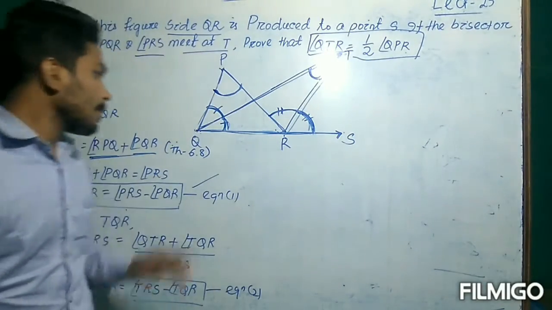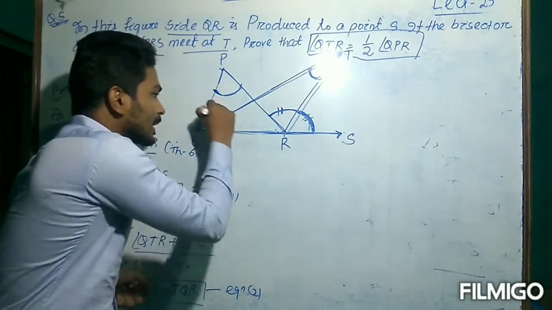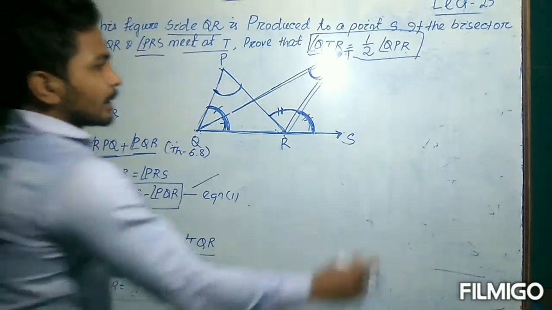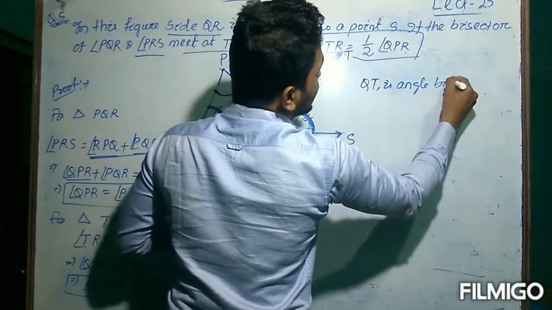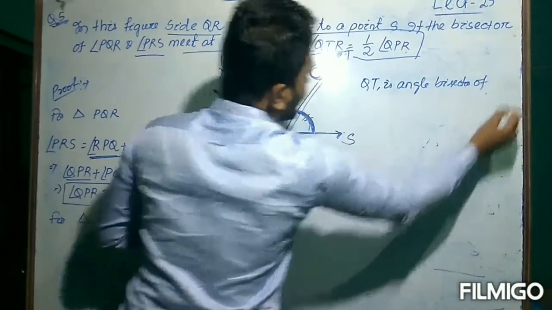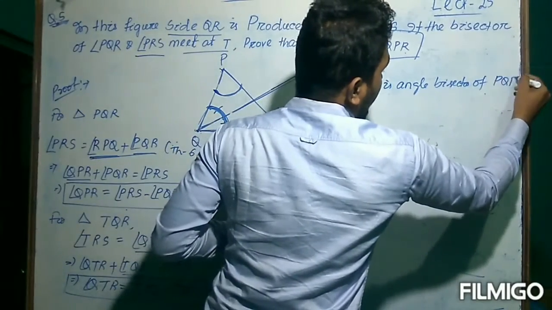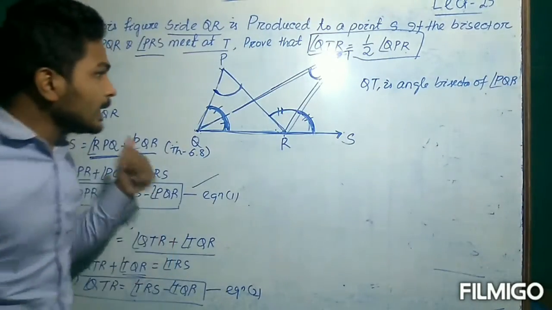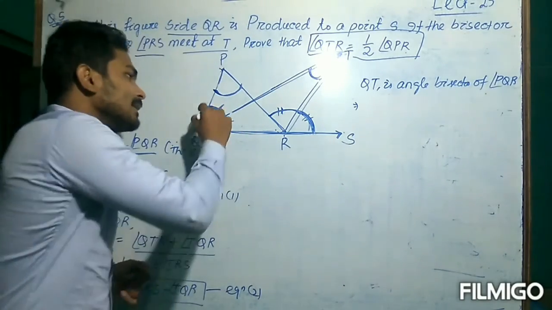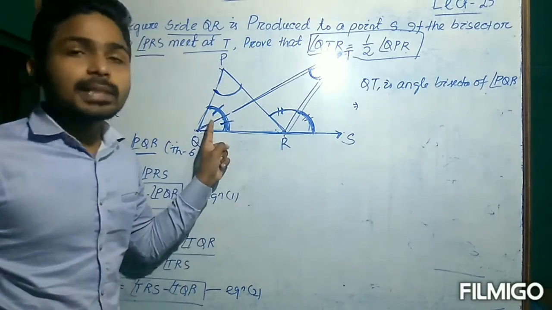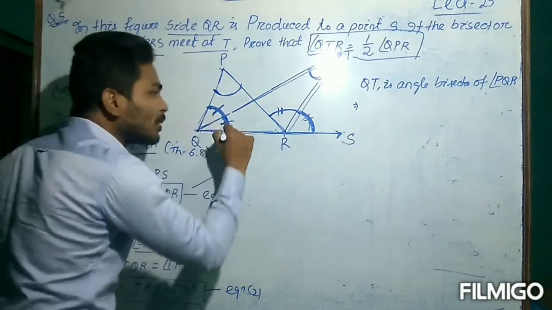Next thing. It is given that QT is the angle bisector of which angle? This angle, PQR. Understood? So this angle will be equal to this angle. Yes or no? Yes. If it is 60 degrees, then this is 30, this is 30. If it is 80 degrees, then this is 40, this is 40. And this one is half of the total angle.